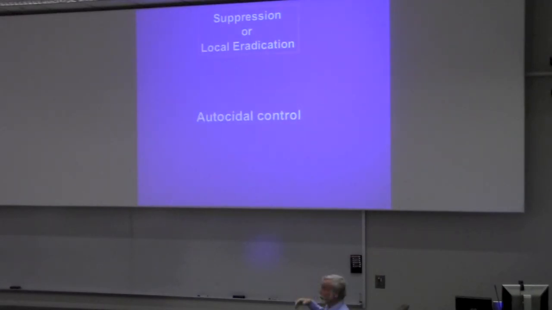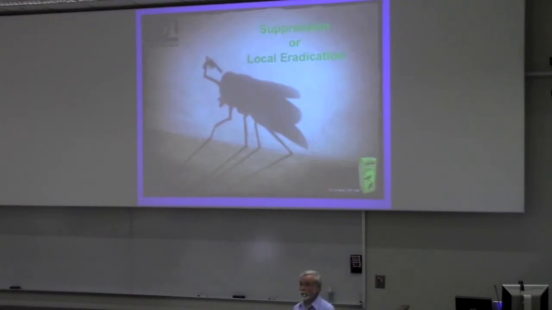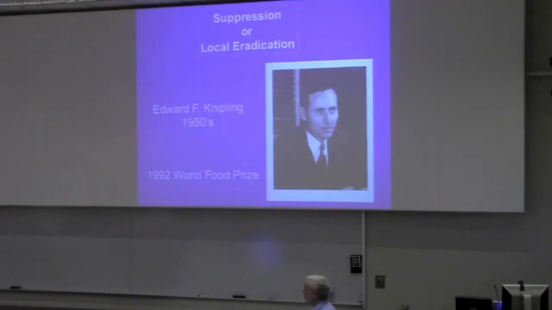So suppression or local eradication is also called autocidal control. One of my graduate students was on the web and found a slide to explain this to people in a much more convincing manner. And this is exactly where we're going. There's a Chinese advertisement. Some molecular geneticists think they're really very good, but we don't think we could get there. But anyway, to go back, this is where you might want to go.